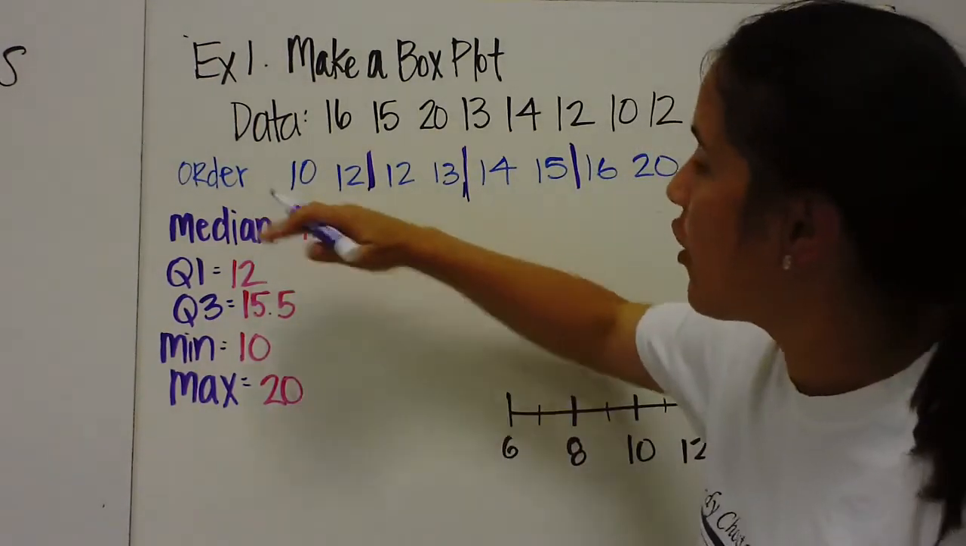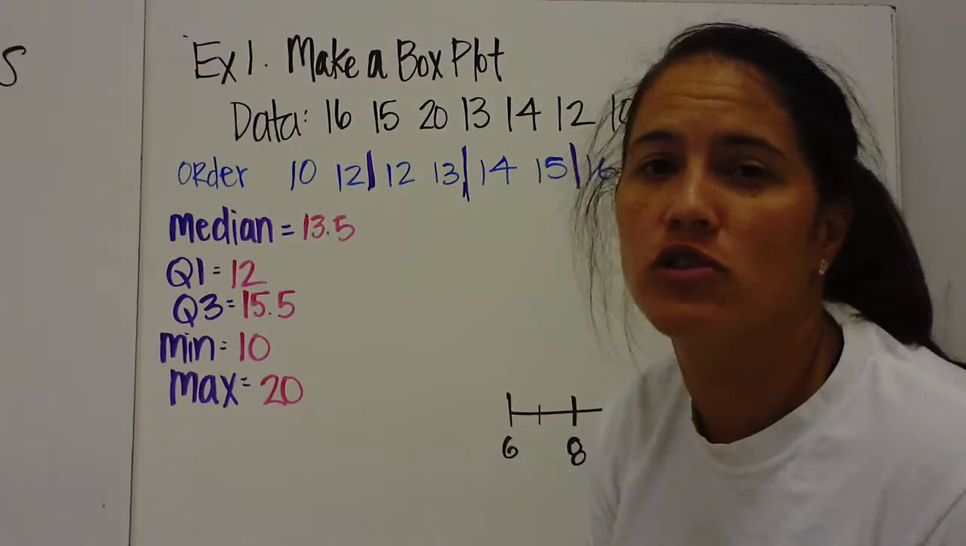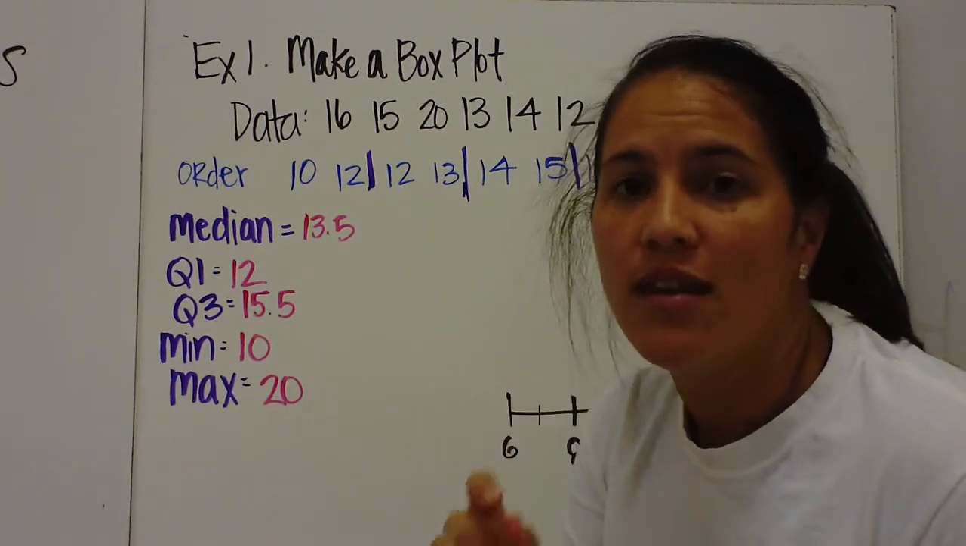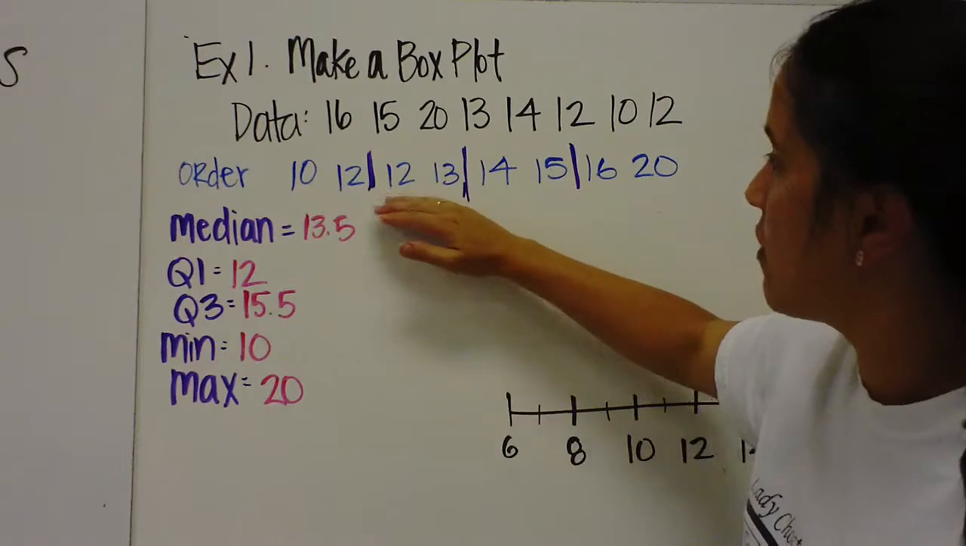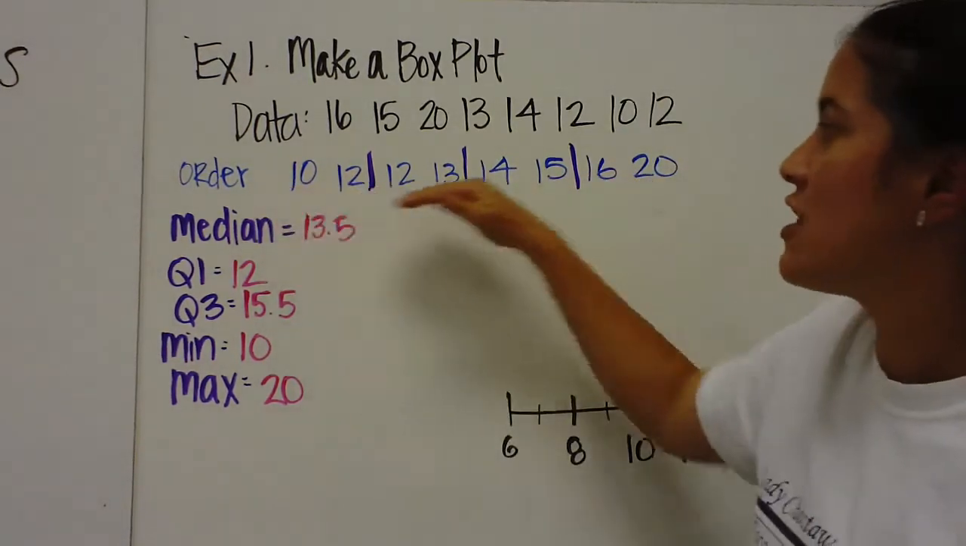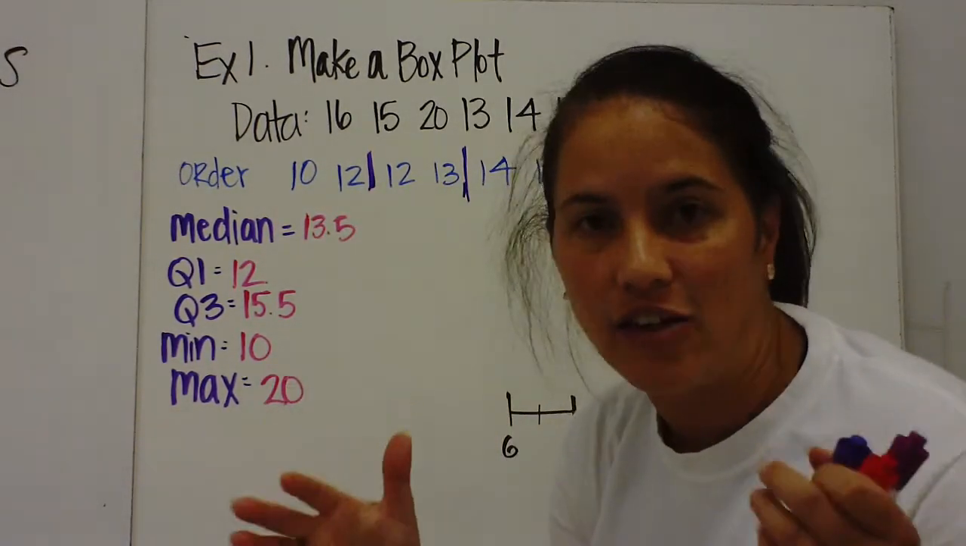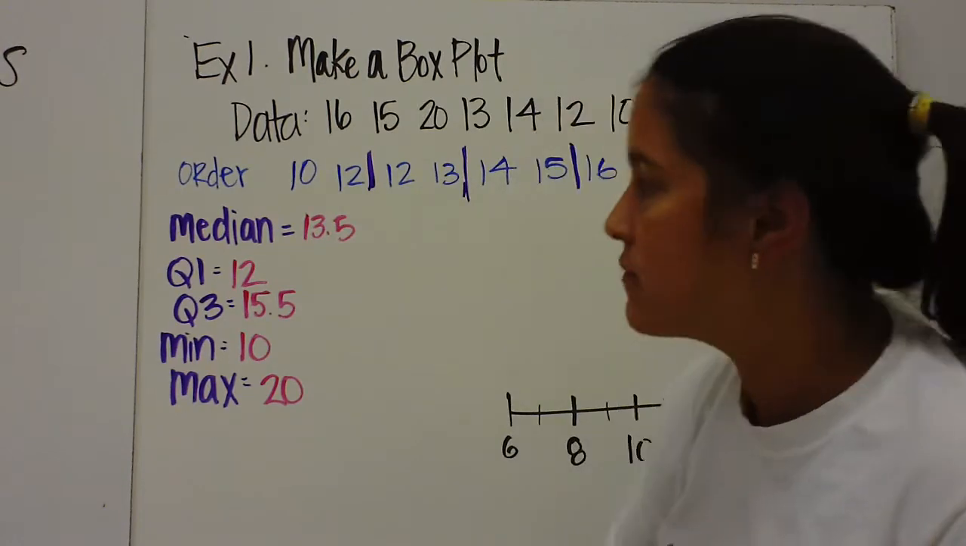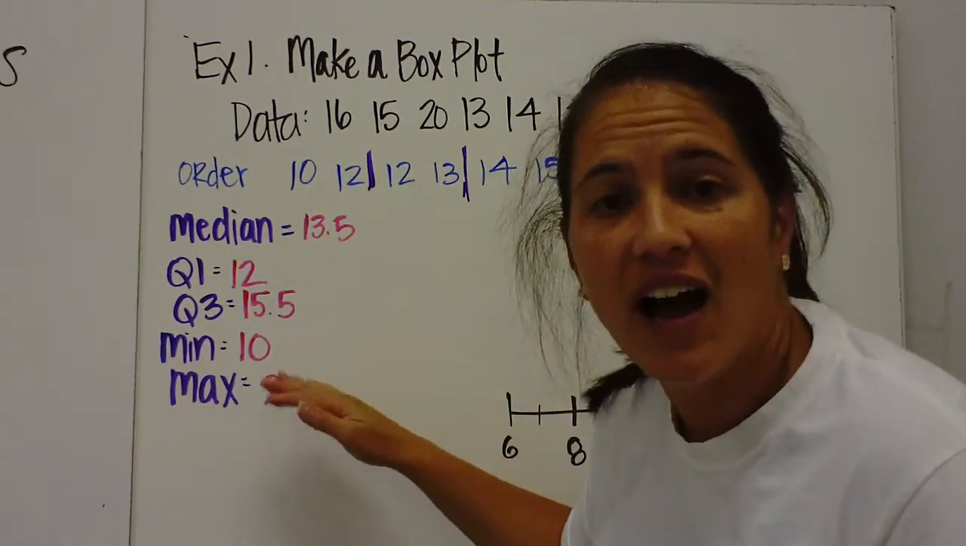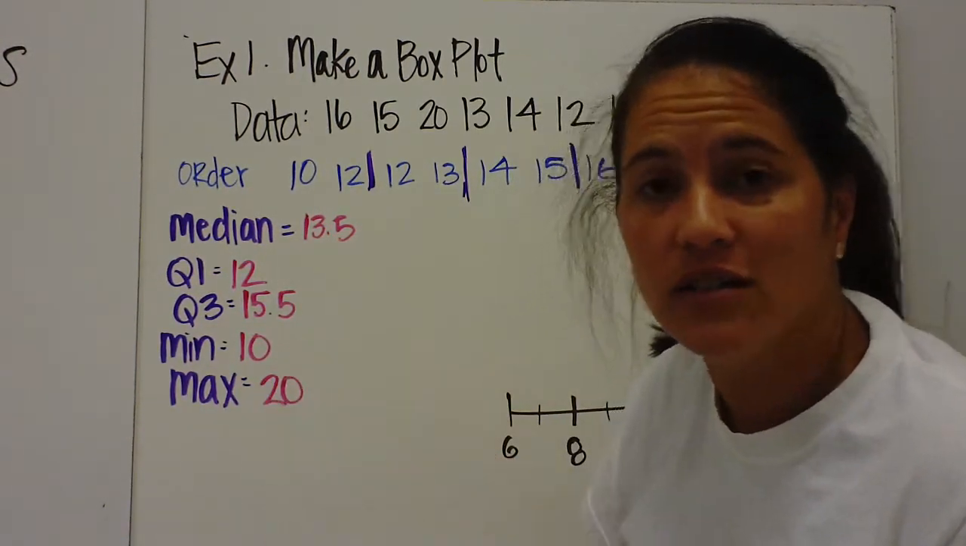So as you can see, here are 4 sections. Remember I told you they may not look equal, but they're equal numbers. So we have 2 numbers, 2 numbers, 2 numbers, and 2 numbers. So that is what we mean by equal sections. They're a fourth of the data. Once you have these 5 numbers, you can plot your box plot.